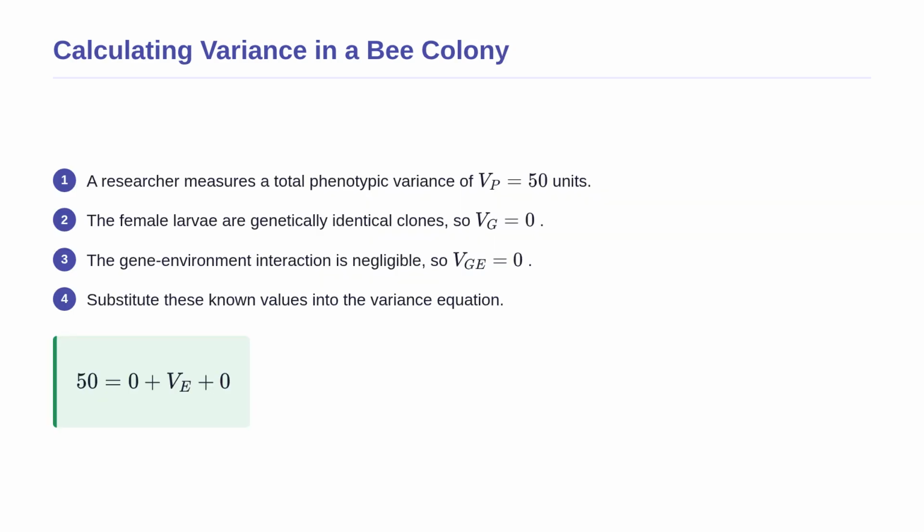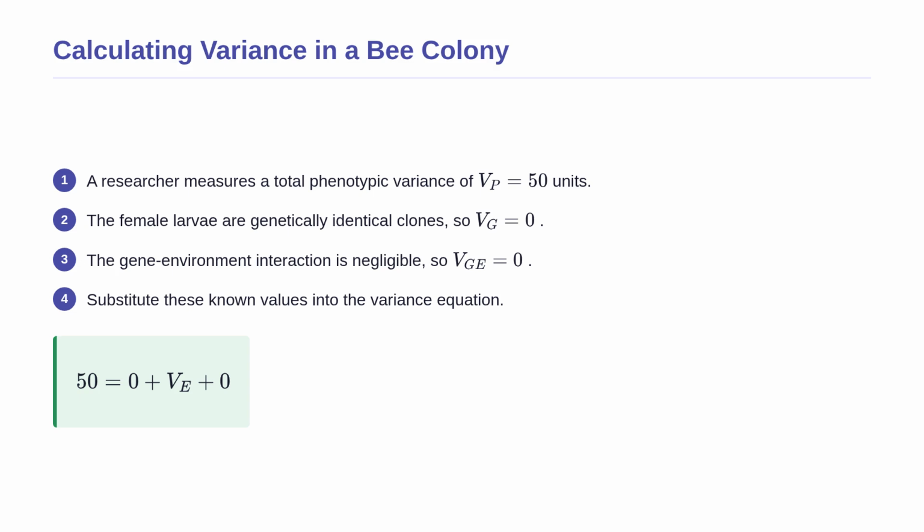Before we move on, let us see this formula in action with a concrete example. Imagine a researcher is studying a colony of honeybees where all female larvae are genetically identical clones. The researcher measures the physical size differences between the adult bees and finds a total phenotypic variance of 50 units. We are asked to find the environmental variance.